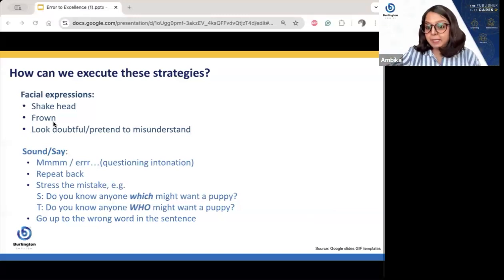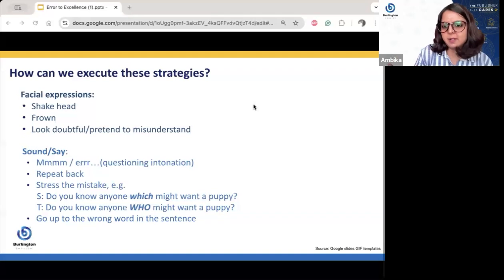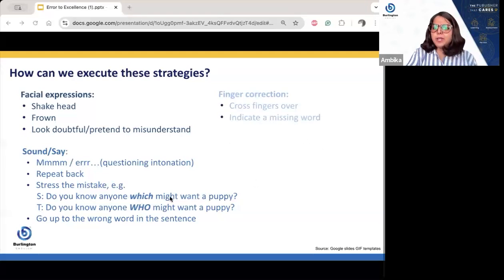And you could repeat it. You could definitely repeat and ask, how is this possible, and what is, are you sure, in the clarification that we saw. Stressing the mistake, which is again your reformulation that you can go into. And the other technique that is quite useful is also the finger correction. I'm not sure if many of you would have done this earlier. So, finger correction is definitely another technique that I prescribe for grammar.